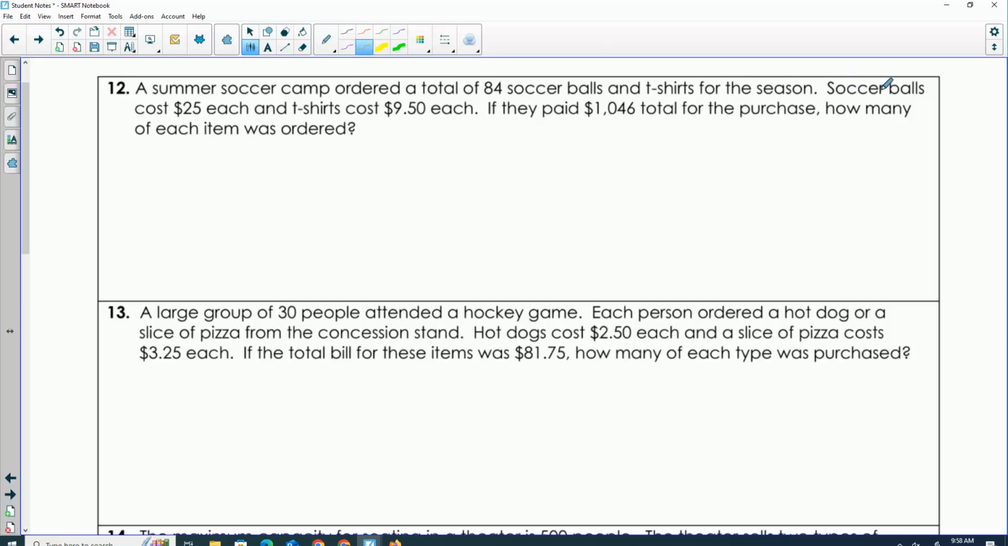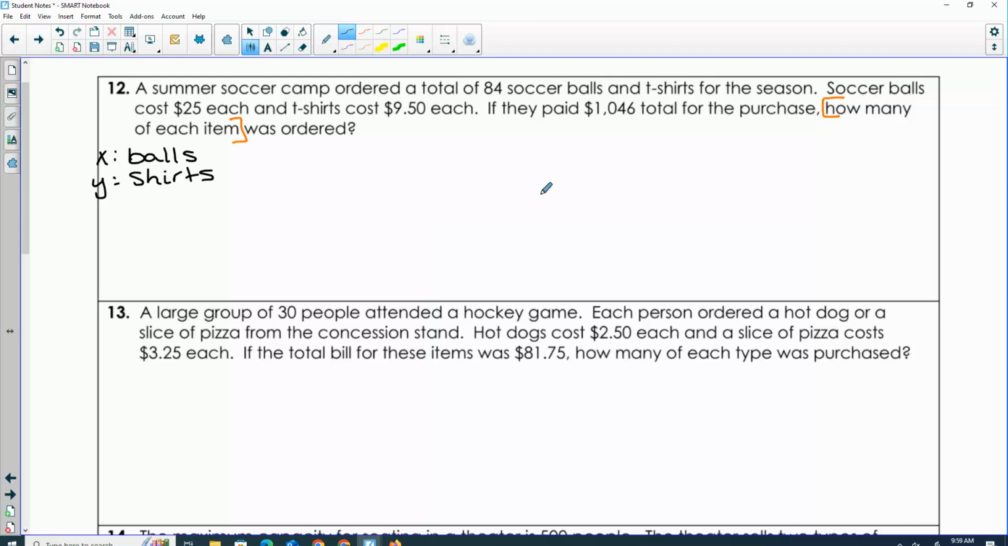If you look at that last piece, it kind of tells you what your variable is. How many of each item? What are the two things we have? X is soccer balls and Y is t-shirts. Okay. So X is going to be the soccer balls, and Y would be my t-shirts, because we need to know how many of each item. So our variables are the items. So that is required. You have to write that down. Then you have to write the equations.